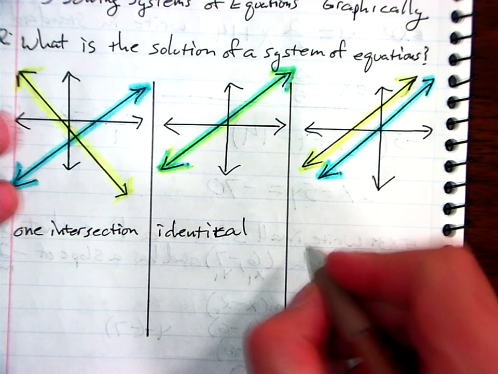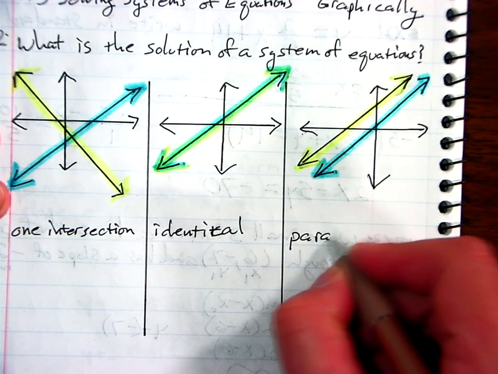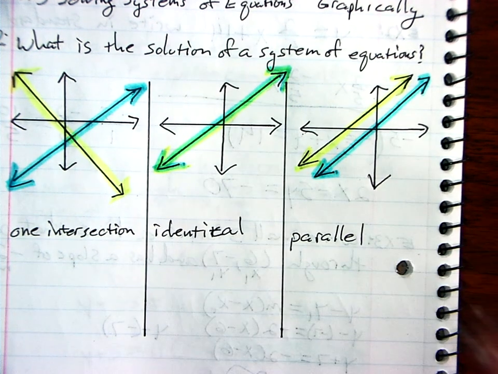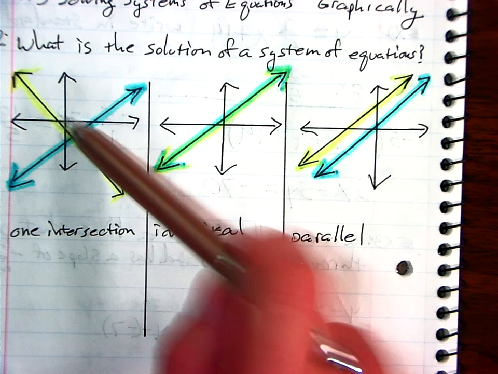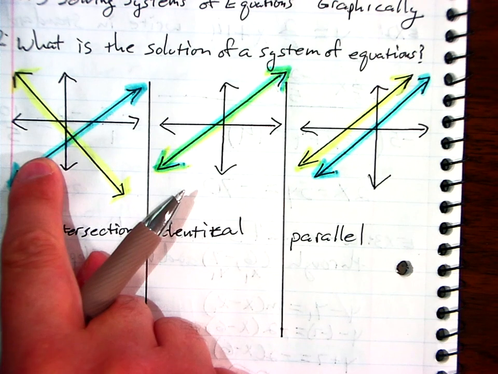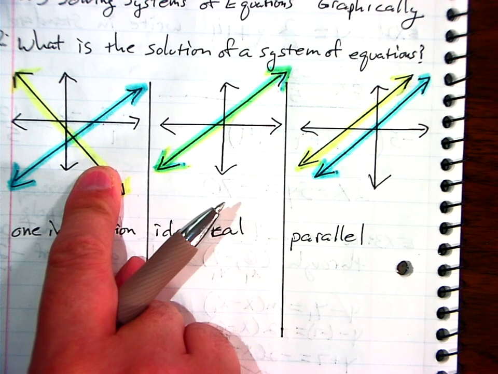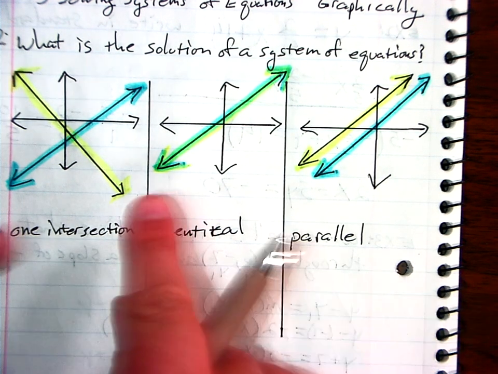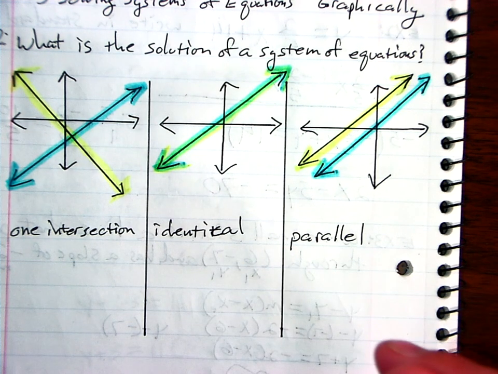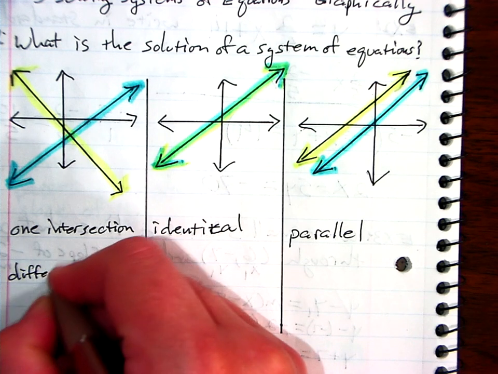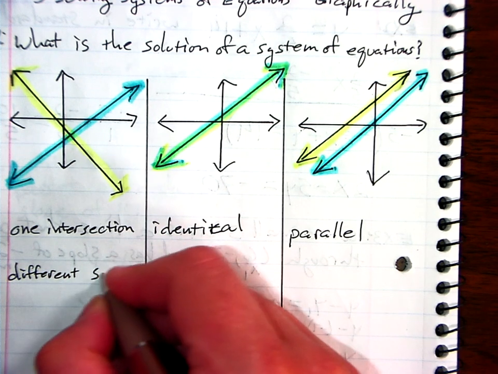They don't touch, so they are parallel. What is true about the slopes of these two? Do these have the same slopes? They have different slopes. Just different is fine. Opposite means they would cross at 90 degrees. I didn't graph it thinking that. They're just different. Different slopes.